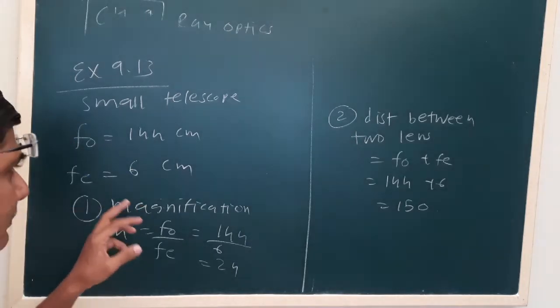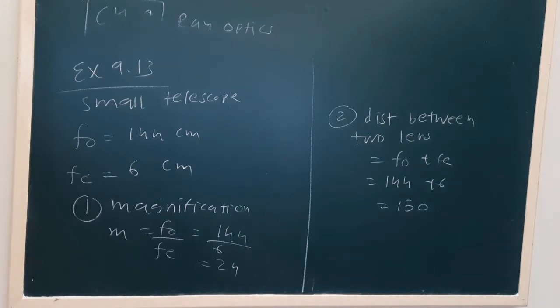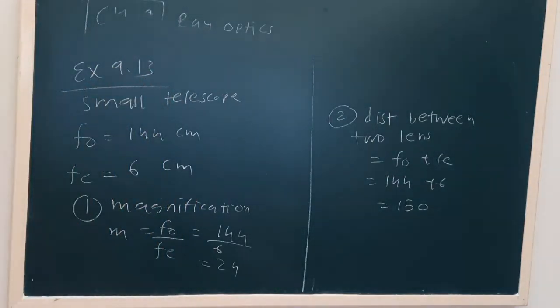Now first we have obtained magnification. FO is given, FE is given. So simple formula for the telescope is M is equal to FO by FE, and the distance between the two lenses given as FO plus FE. That is nothing but exercise sum number 9.30.